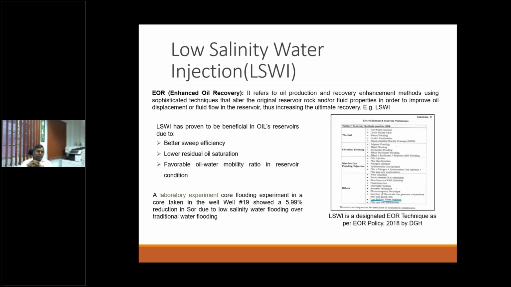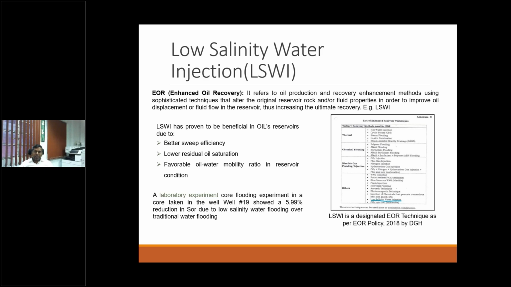There is a mechanism for LSWI, which I am not going to deal with in detail, but just to brief it, it reduces the residual oil saturation, which is the primary target of any EOR, and it can be quantified. In Oil India Limited, we have tried to quantify it, and we have seen that the residual oil saturation has gone down to a level of 5.9, approximately 6%. So this was a glimpse of what low salinity water injection is and what it does.